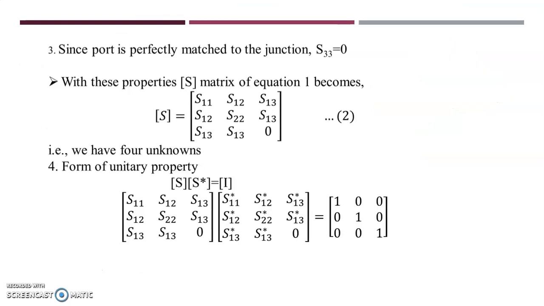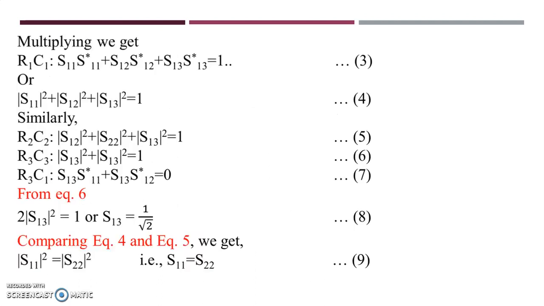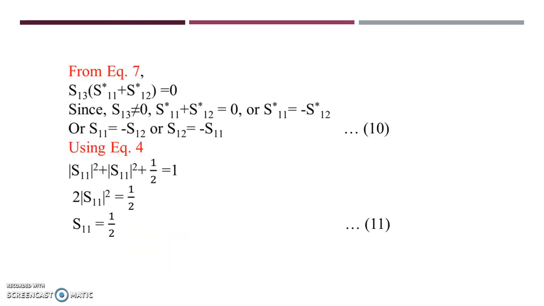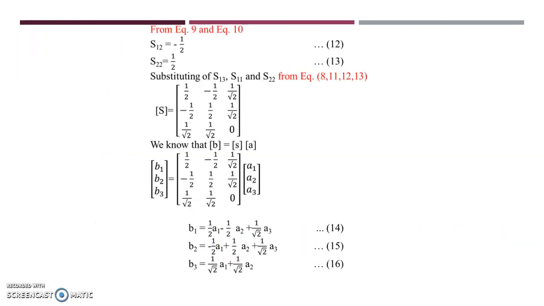So you can write the scattering matrix like this, and port 3 is perfectly matched, that is S33 is equal to 0. By using these properties you can write, and we will use another property, S into S complex conjugate is equal to I. We will write this matrix, multiply rows and columns, and we will get the equations, from 3 to 9. You can study it in detail. By solving all the equations, we will see B1, B2 and B3. We will get the incident power from port 1, port 2 and port 3. Also we will see it in the next class.